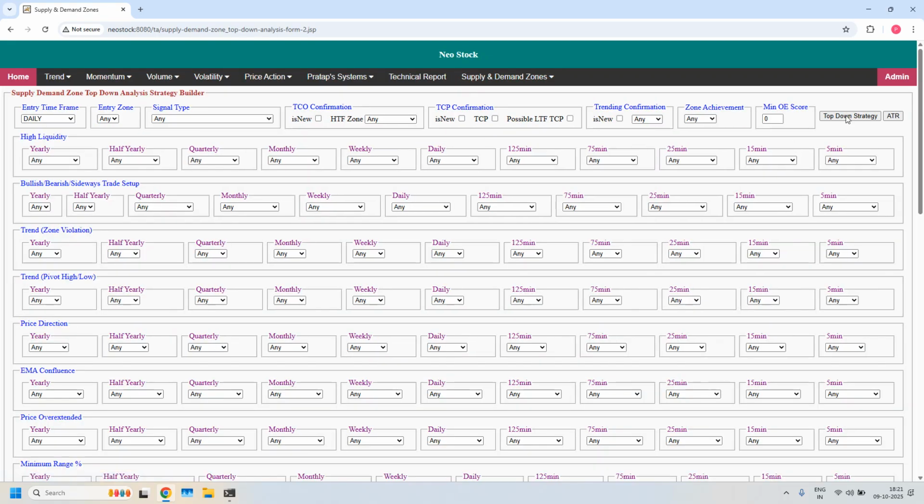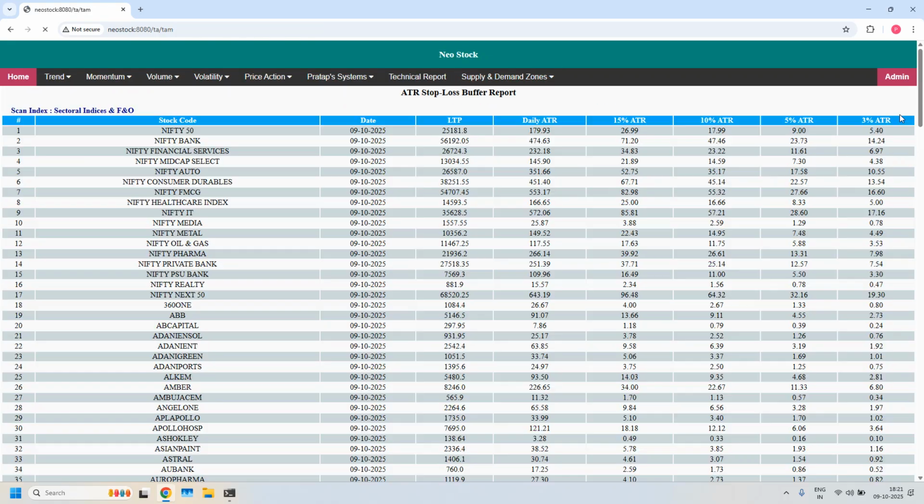And in the final report, I am generating stop buffer based on daily ATR. First 17 in this list are indices, remaining all are equity stocks. So I am scrolling the list down. Whichever stock you want to refer, pause the video. Once you study, you proceed further. Okay, I am scrolling the list down.